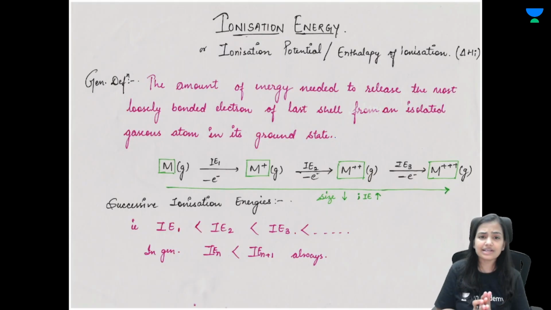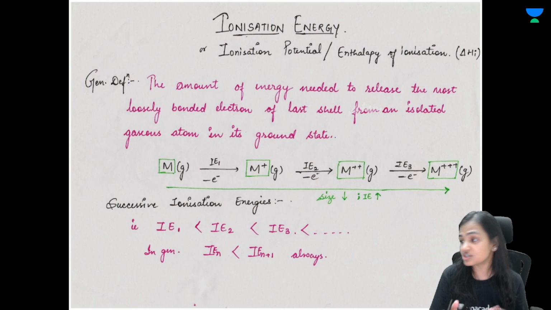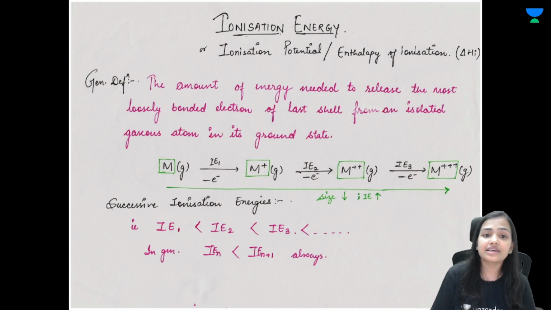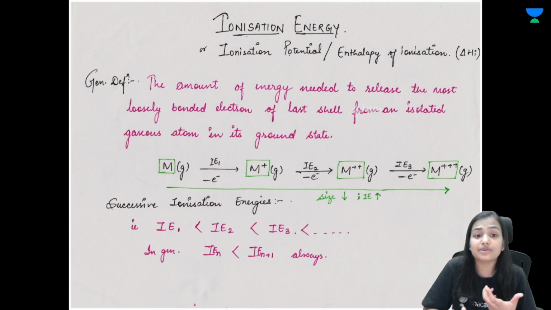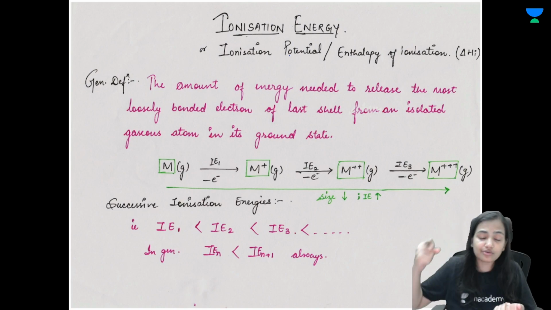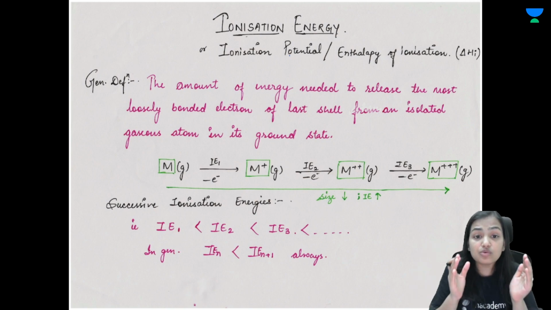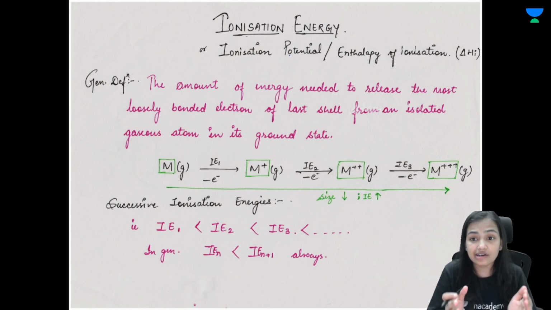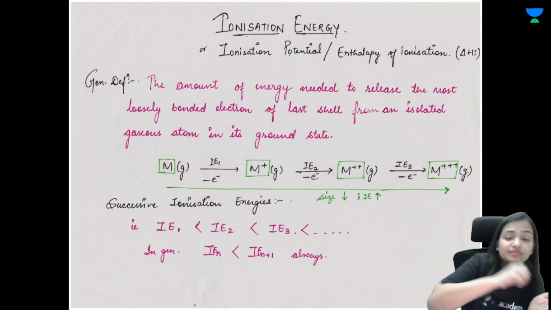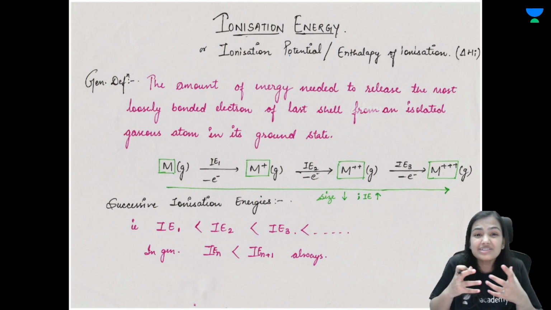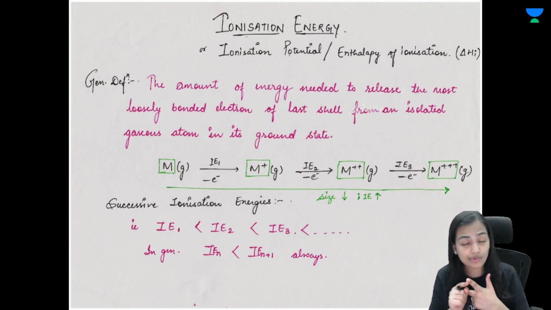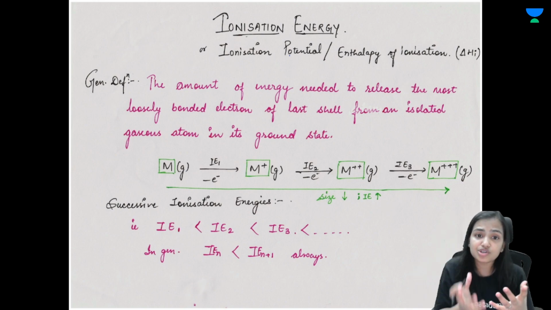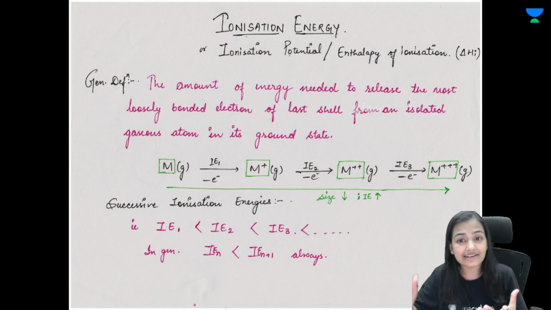Let me give you a quick idea of what ionization energy is. Ionization energy can also be termed as the ionization potential, meaning the potential or the power which is required to remove an electron from the outermost loosely held shell. Basically, we want to remove the electron which is loosely held by the nucleus. Whatever amount of energy is required to remove an electron from the outermost shell of an atom, which is loosely held, is known as the ionization energy.